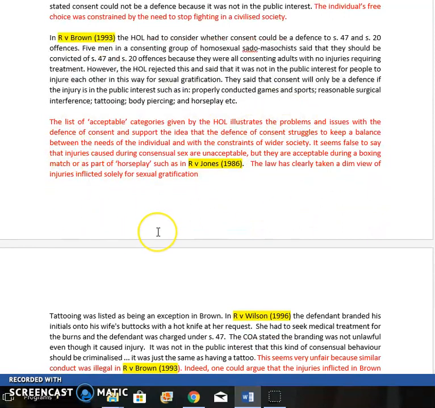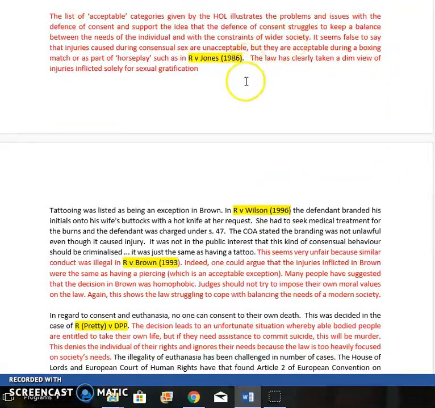My evaluation that I'm bringing in here is that the list of acceptable categories illustrates the problems and issues with the defence of consent. Linking back to the question, consent is struggling to keep a balance between the needs of the individual and the constraints we need in society. As I've said, seems false to say that injuries caused during consensual sex are unacceptable, but they are acceptable during a boxing match, or such as in horseplay in the case of Aaron Jones. Clearly the law taking a dim view of injuries inflicted solely for sexual gratification.